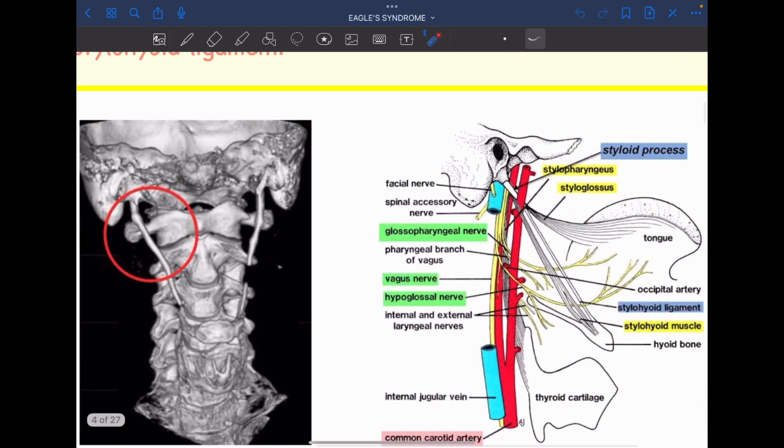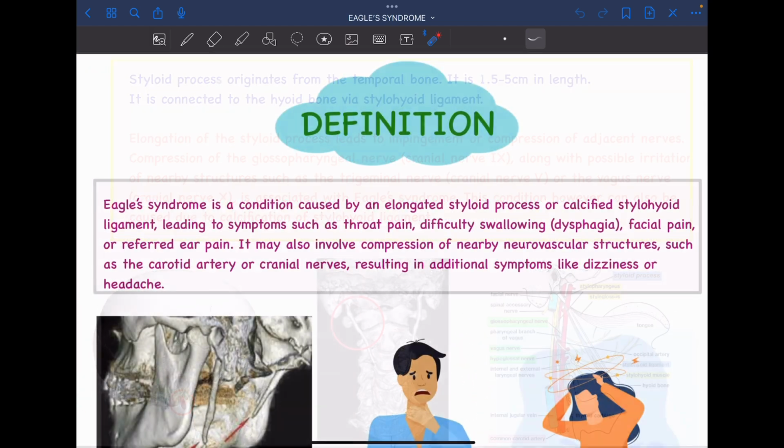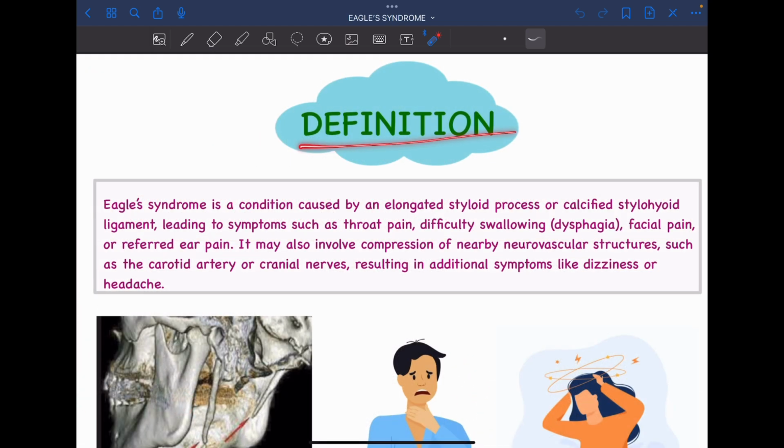So here you can see this is our styloid process, right? So when it is elongated, for example, if it is elongated in this way, here you can see it is directly impinging upon the glossopharyngeal nerve, right? Likewise, it can also irritate the vagus nerve as well. Okay, so the lengthening of this process is associated with irritation or compression of the glossopharyngeal nerve, trigeminal nerve or the vagus nerve.